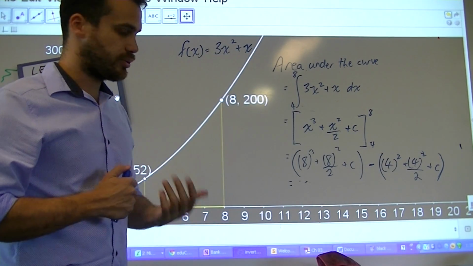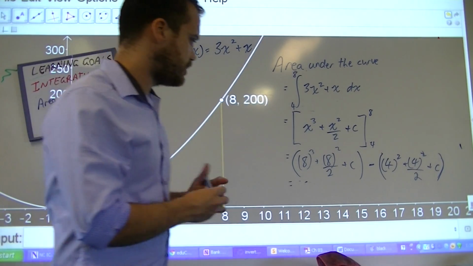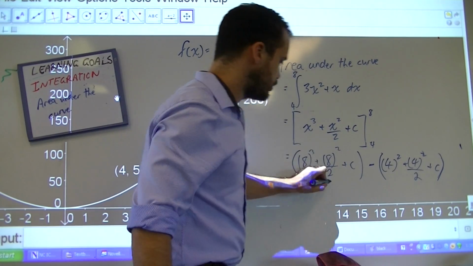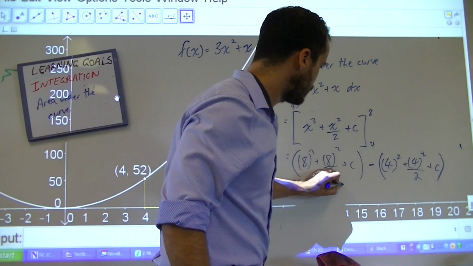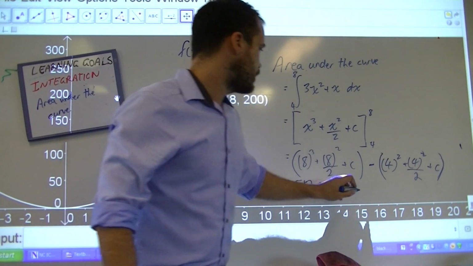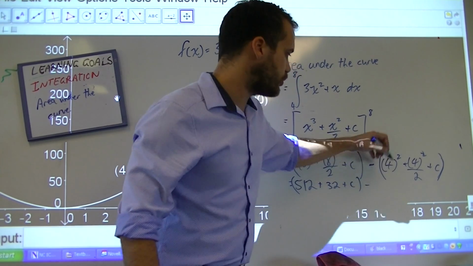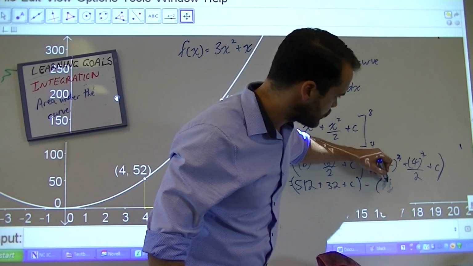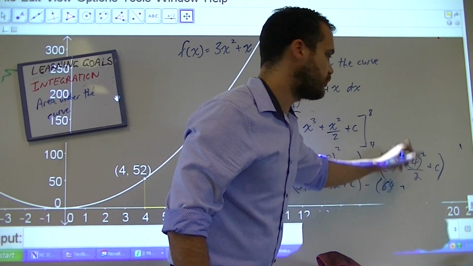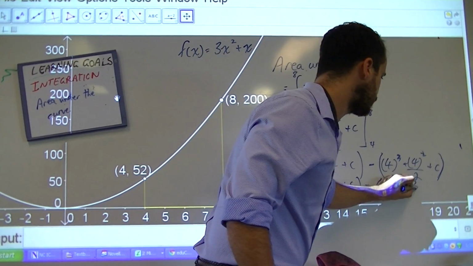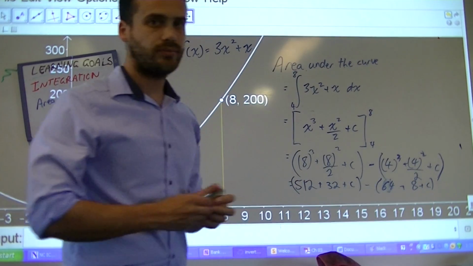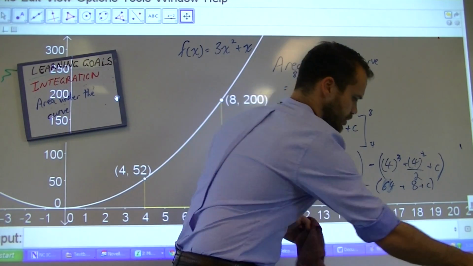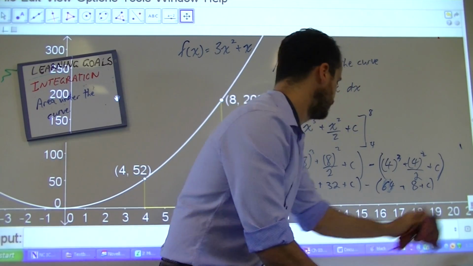Okay, now as you work through that, 8 cubed is 512. 8 squared divided by 2 is 32. And there's a plus c on the end. Subtracting 4 cubed, 64. Plus 4 squared on 2, which is 8. Plus c. Now be careful in this next step. People make mistakes here. I'll just add another line here so you can see where we're at.